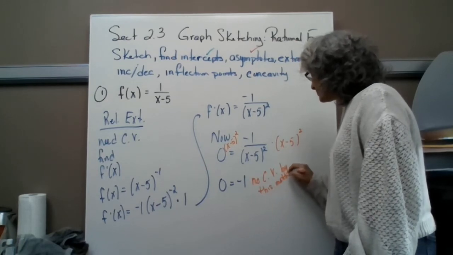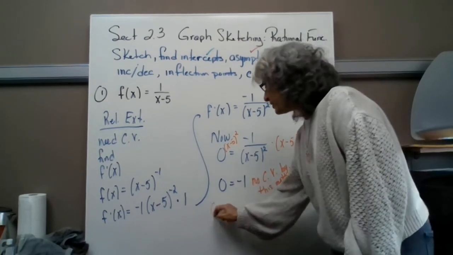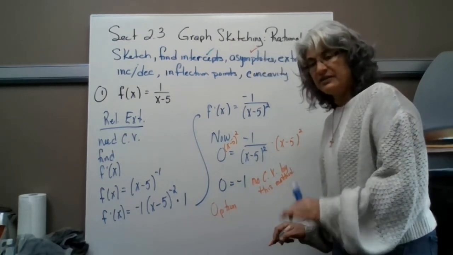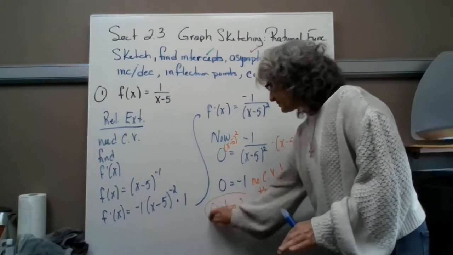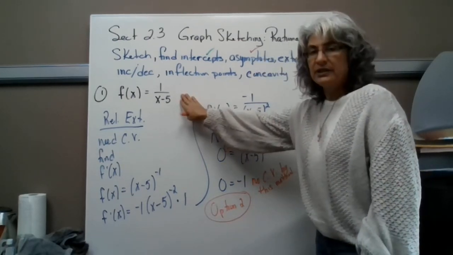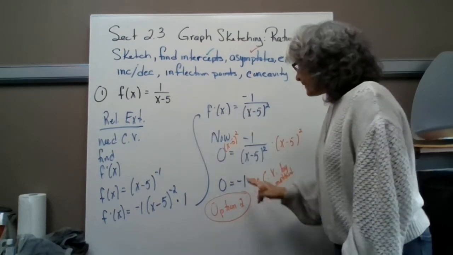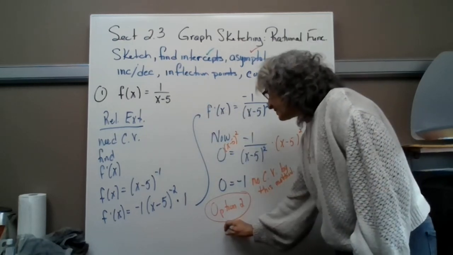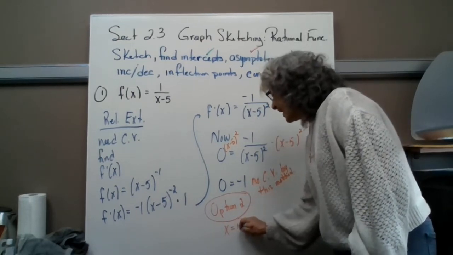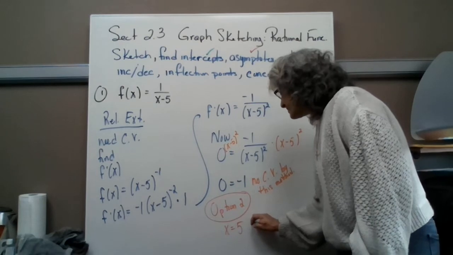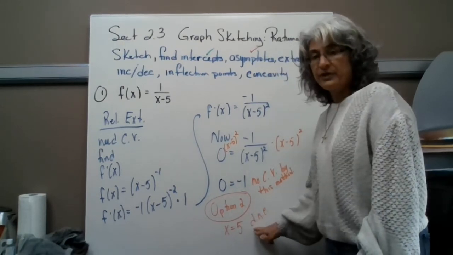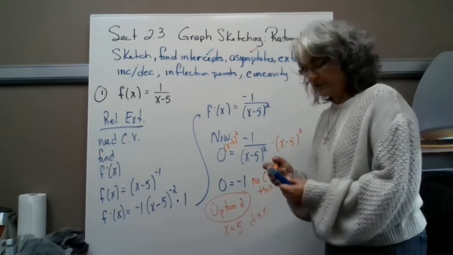The second option of finding the critical value, option 2, was finding the number that will make your derivative not exist. x equaling 5 makes this a does not exist situation. So this would be the critical value I'm working with, x equals 5.